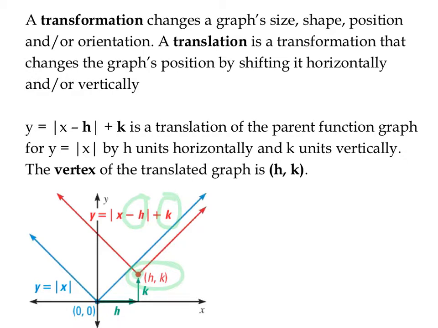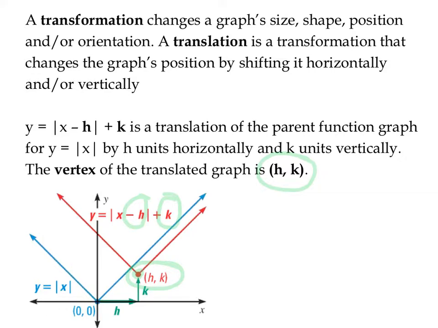y equals the absolute value of x minus h, and then plus k outside the absolute value. That tells us where the graph is shifting, left or right and up or down. We're going to have a vertex at the point h, k. That h, k that we see right here in the vertex matches up with the h and the k here in our equation. We're going to see how we can use those to help us with the graphs.